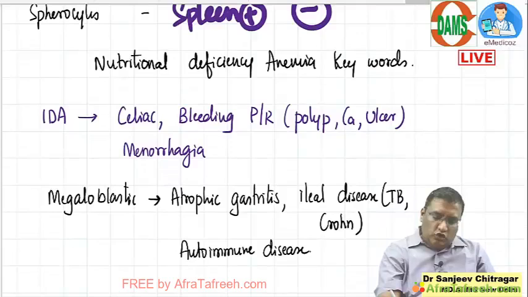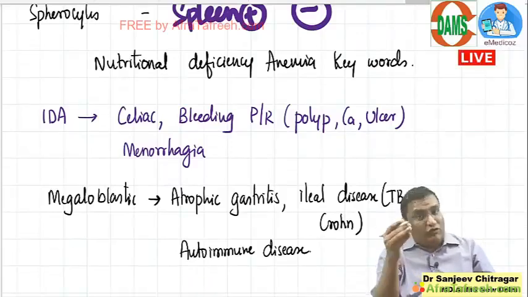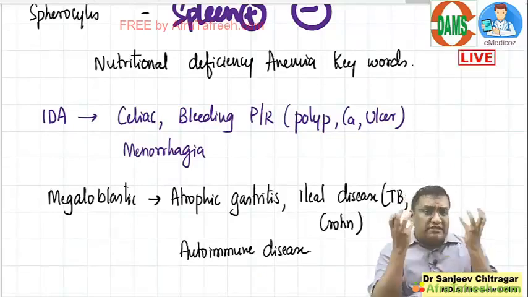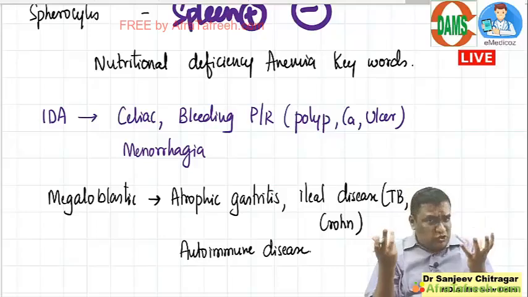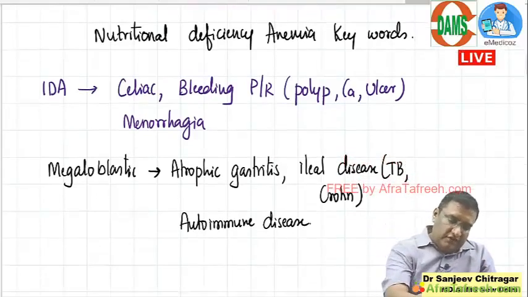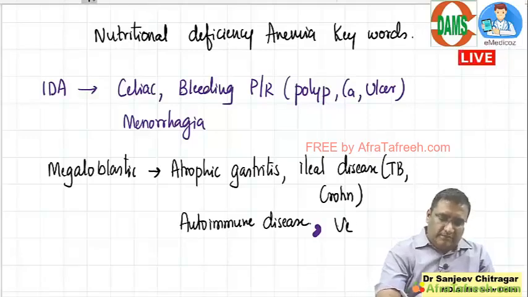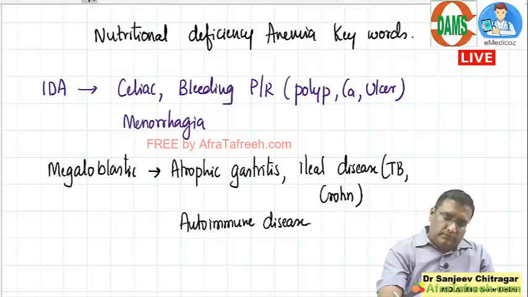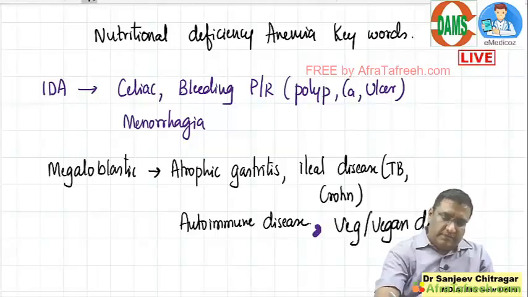Other than that, autoimmune diseases can be given for megaloblastic anemia because atrophic gastritis is associated with autoimmune diseases. They might be giving you Sjogren's syndrome, or maybe an association with Hashimoto's, commonly Hashimoto's. Also, atrophic gastritis is very common in females. Other than that, for megaloblastic anemia, a few more keywords they might give you: vegetarian or vegan diet. So you might even get this history, vegetarian or vegan diet. That also can be there.